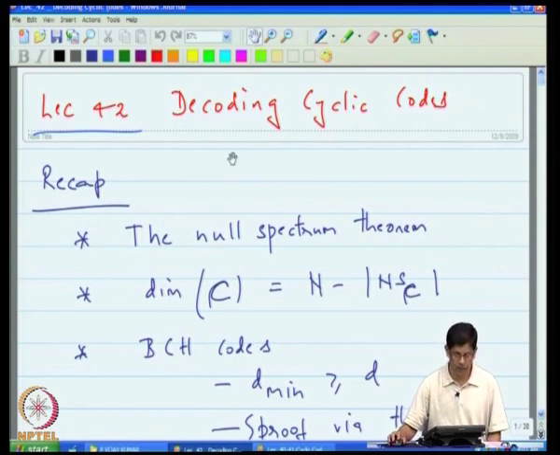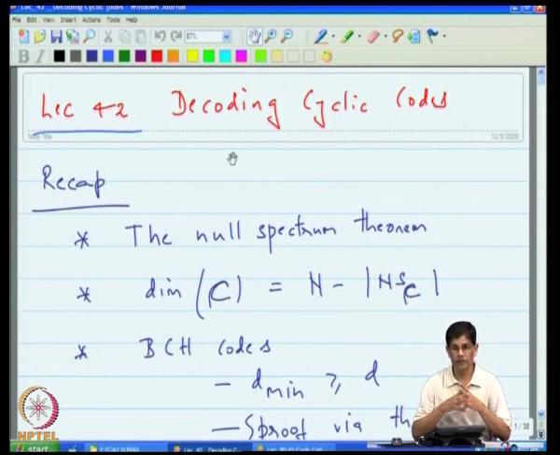So in the last class, that is lecture 41, I started discussing cyclic codes. And I mentioned to you that we are going to discuss cyclic codes from a transform domain point of view. And the connection was in terms of closed sets of frequencies.